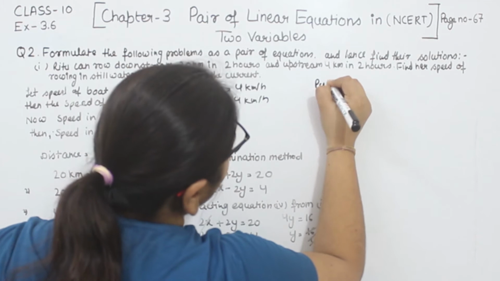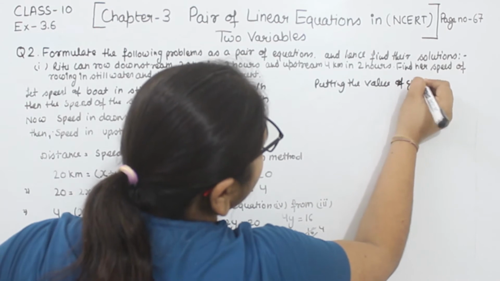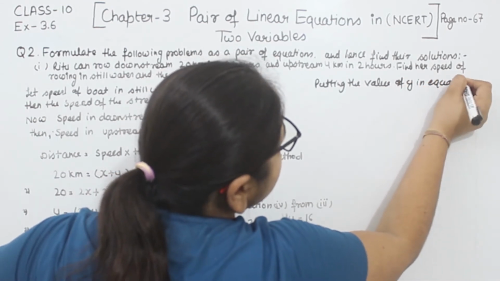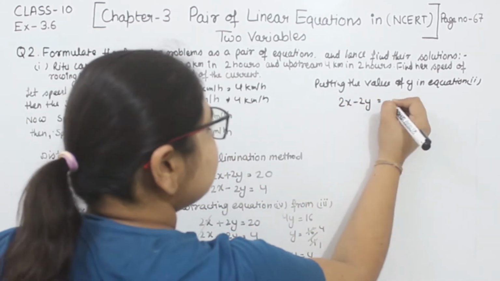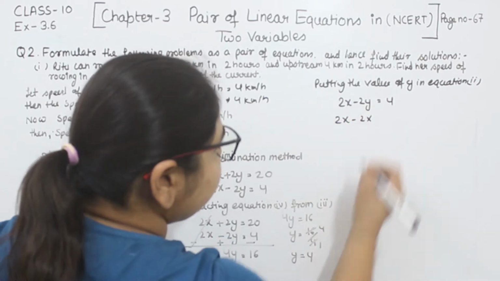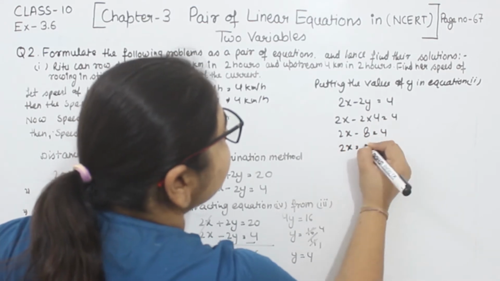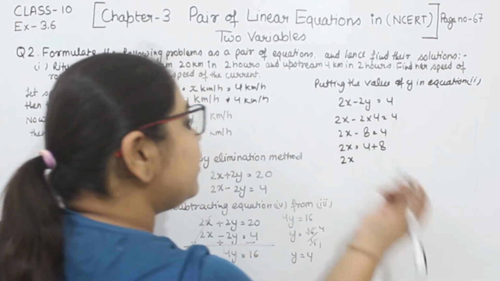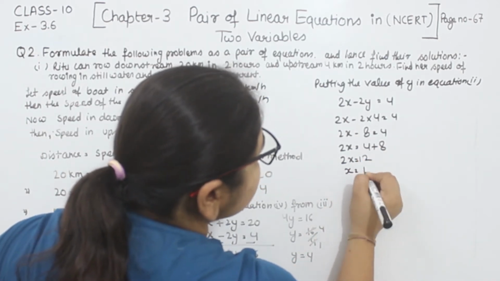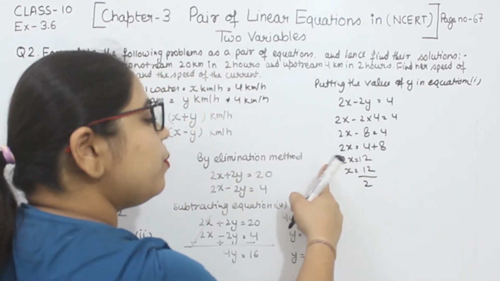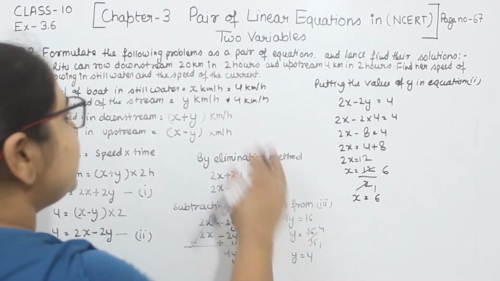Putting the value of y in equation 2, the equation is 2x minus 2y is equal to 4. So 2x minus 2 multiplied by 4 is equal to 4. 2x minus 8 is equal to 4. We are going to transpose 8 from the left hand side to the right hand side. Now 8 plus 4 is equal to 12. Now x is equal to 12 divided by 2. We transfer this 2 from the left hand side to the right hand side. 2 ones are 2, 2 6s are 12. So the value of x is equal to 6.